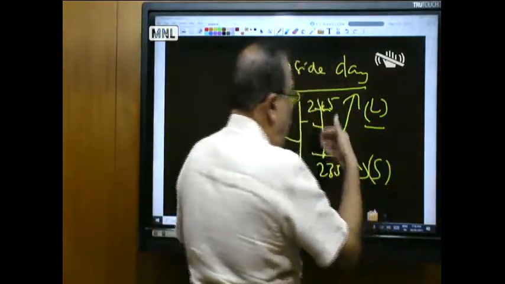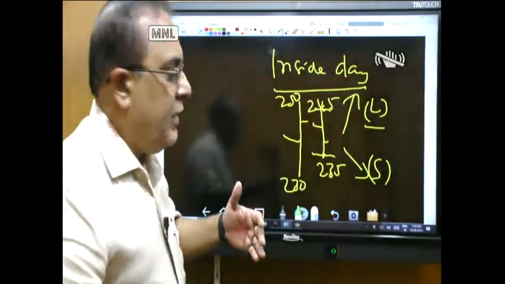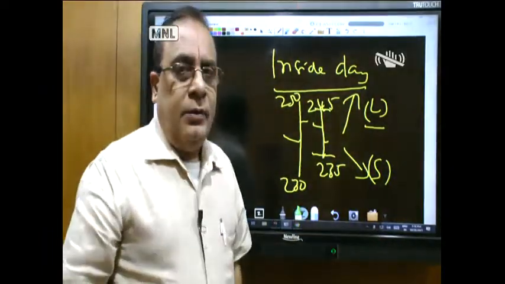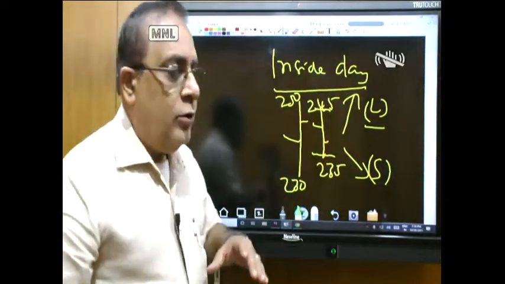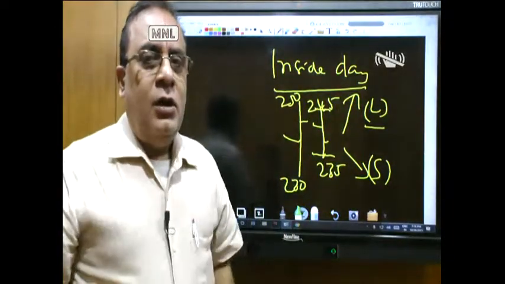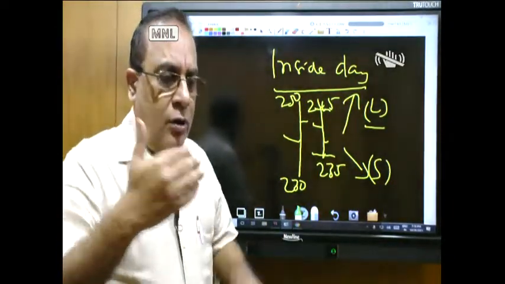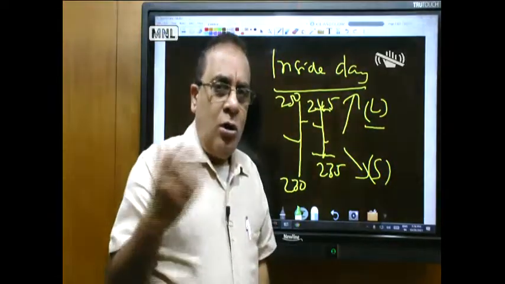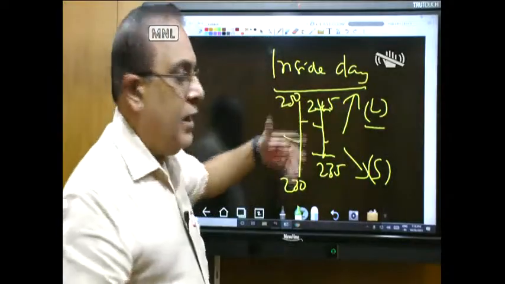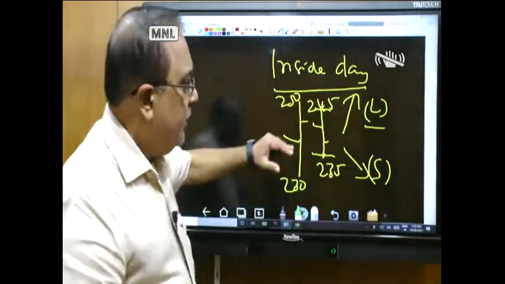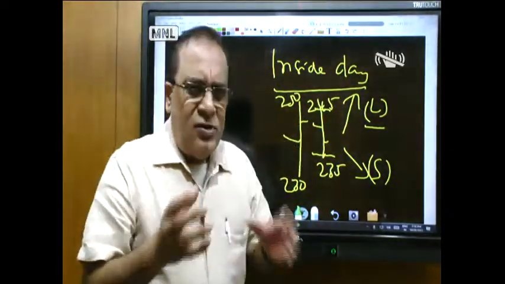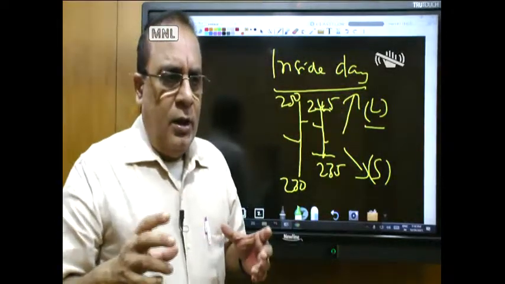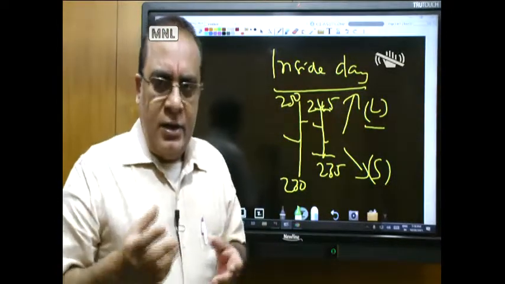So either you go long above the inside day high, or you go short below the inside day low. One of these two points is used for decision making to go long or short, keeping the other point as a stop loss. So this is an inside day, and inside days are slightly in a bullish environment these days.